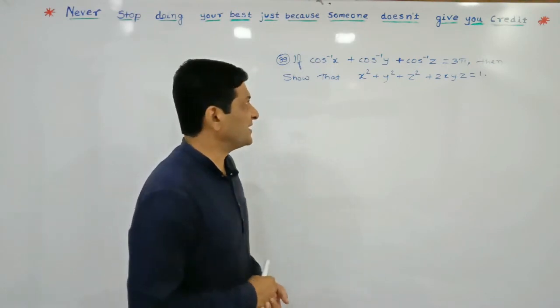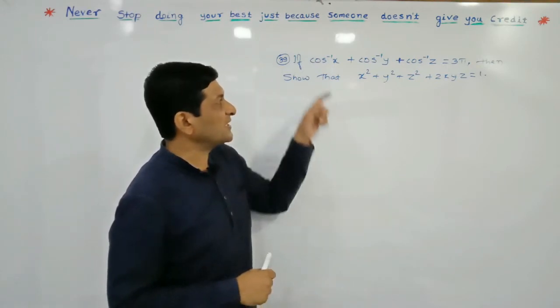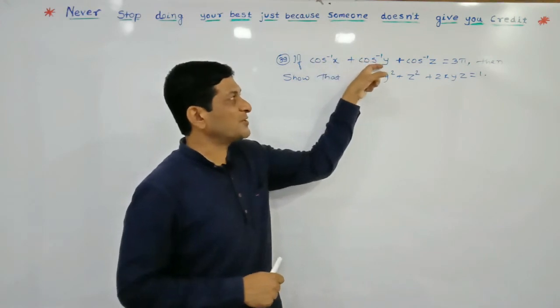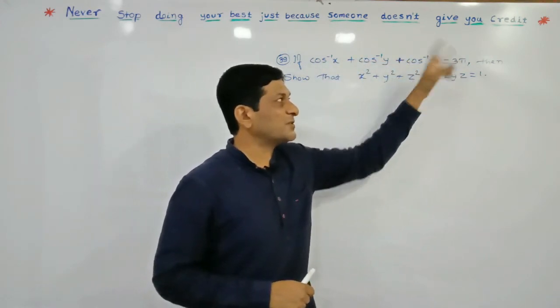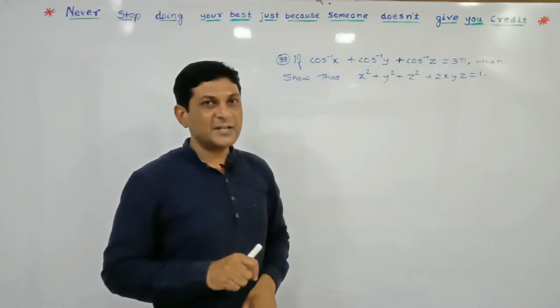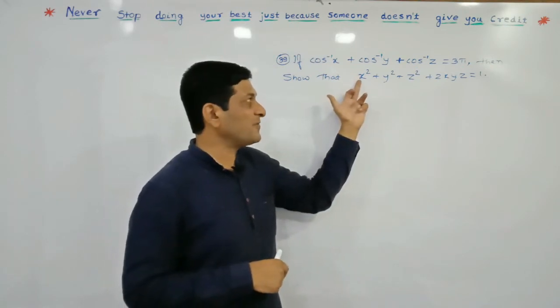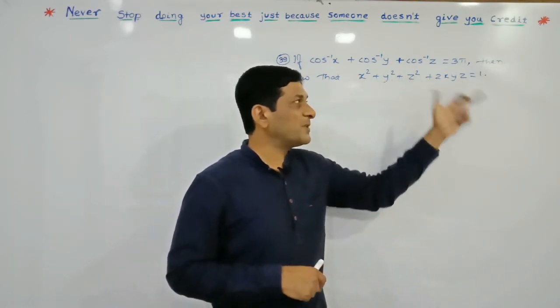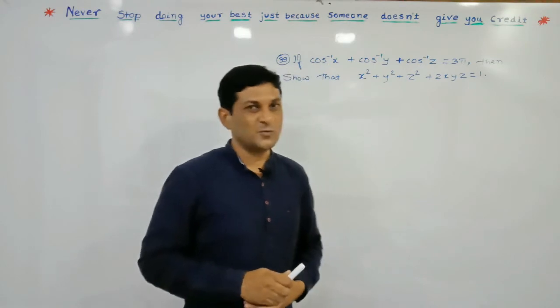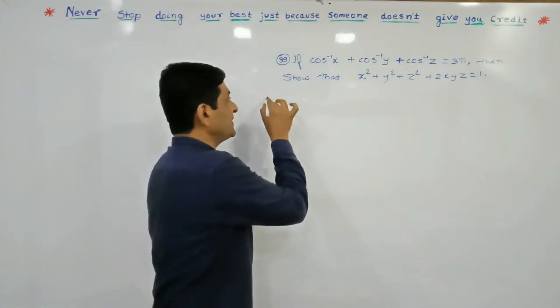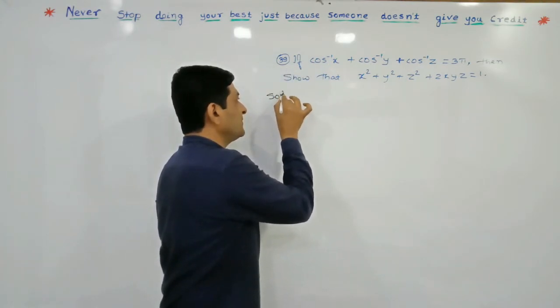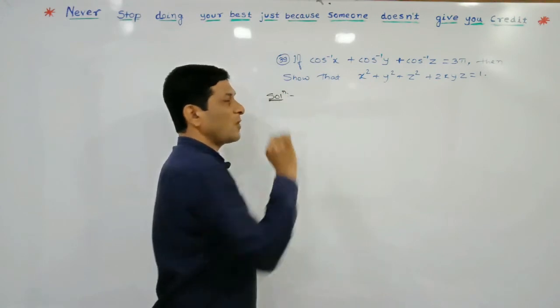Now observe the given condition. In this case, the given condition is cos inverse of x plus cos inverse of y plus cos inverse of z is equal to 3 pi. Using this, we have to show that the value of x square plus y square plus z square plus 2xyz is equal to 1. So we have to use the given condition, and if you observe it, it is related with what? Cos inverse.